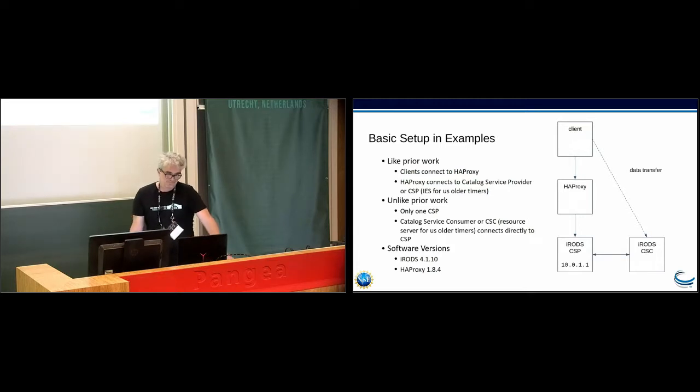So the basic setup, like other examples, is a client that's going to talk to the proxy, which will then direct traffic to the server, the CSP, or IES for old-timers like me. What's different, though, is that in most setups the resource server connects back through HAProxy. That would unnecessarily complicate the rules for the example, so I just have the resource server connect directly to the other server, the CSP. There's only one, so it doesn't matter.